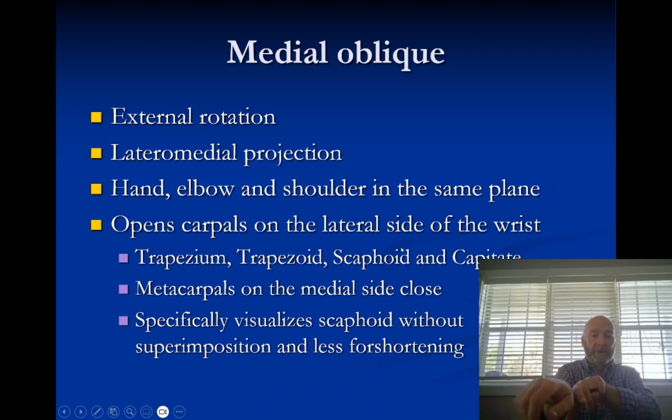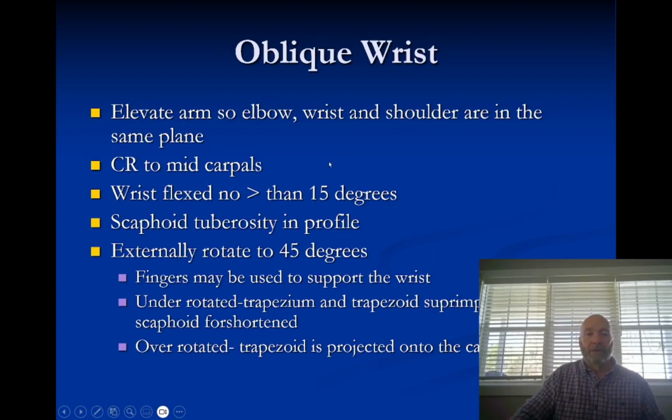So from PA projection, your scaphoid looks like that. And as you rotate up, what happens is scaphoid, even though we get an oblique view of the scaphoid, becomes more parallel to the image receptor. So we see it with less superimposition, less foreshortening. So again, oblique of the wrist, elevate the arm so the elbow, wrist, and shoulder are in the same plane.